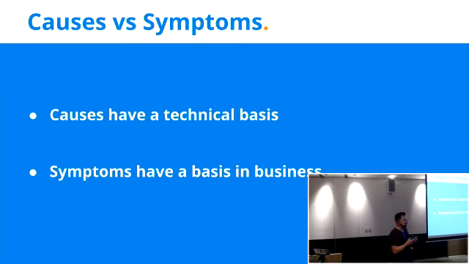The next one is causes versus symptoms. So causes are pretty much based on a technical thing. So the CPU usage was 100%. That was the reason the server wasn't working, something like that. Whereas symptoms have more basis in the business. So nobody could generate reports anymore, as an example of a symptom.